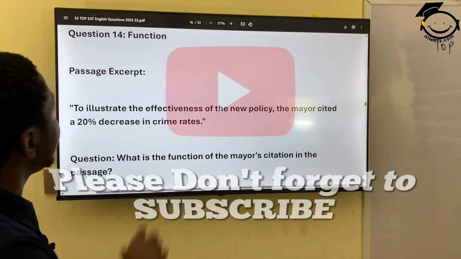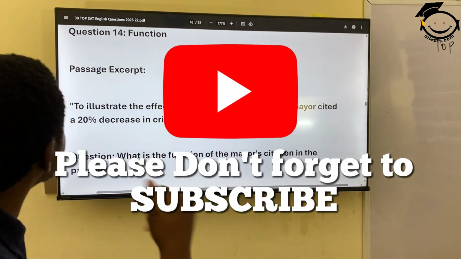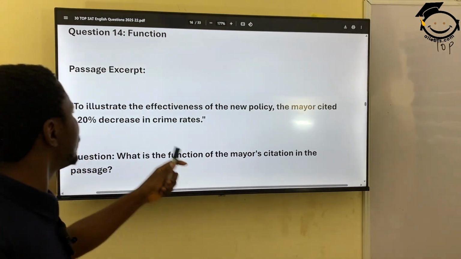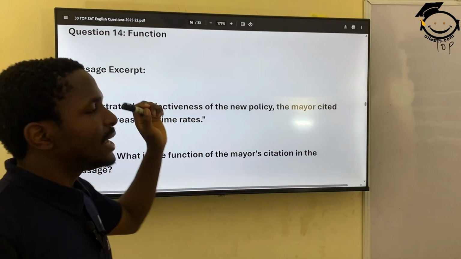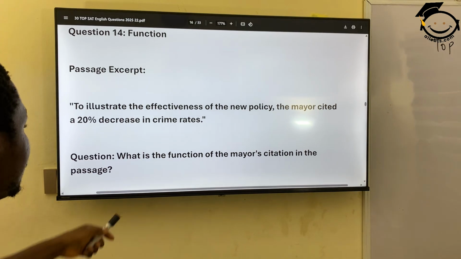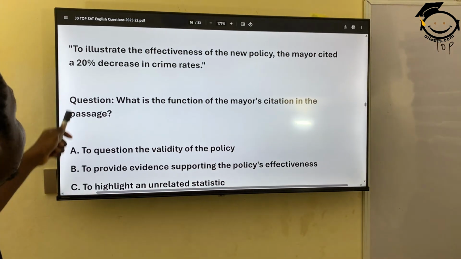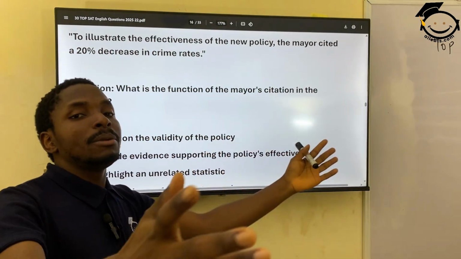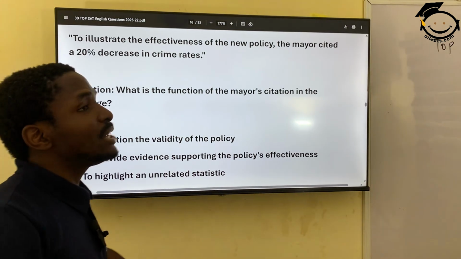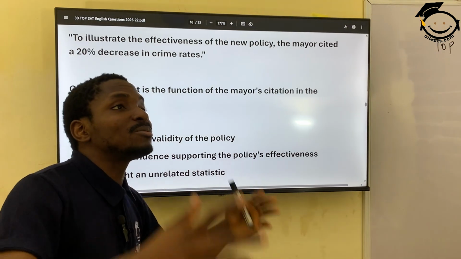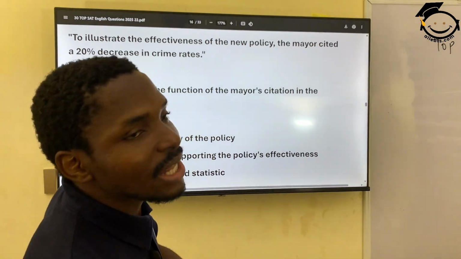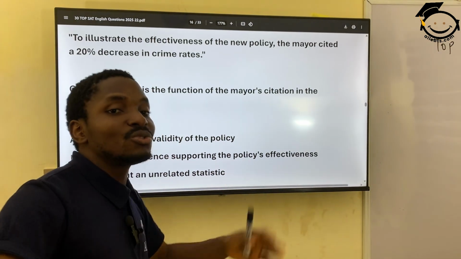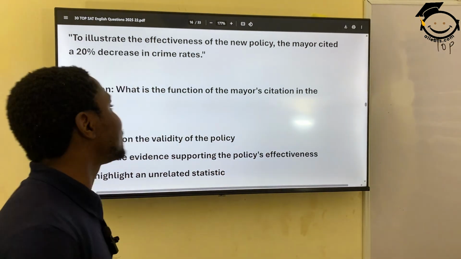Function. We are taking that from functions. Passage excerpt: To illustrate the effectiveness of the new policy, the mayor cited a 20% decrease in crime rates. Okay, question. What is the function of the mayor's citation in the passage? To illustrate the effectiveness of the new policy. So he has just given a policy. So in order to make people think or feel that his policy is working, he gave a result, like action and reaction, or a result to an action or an occurrence.